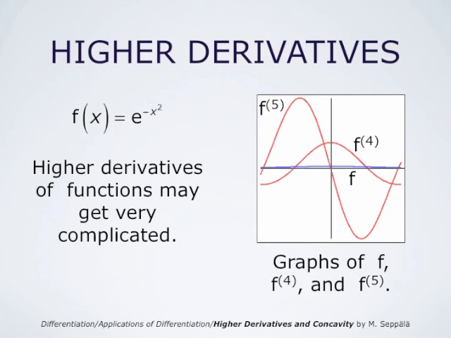Here we consider the function e to the negative x squared. This is a function that has applications in statistics. The picture shows the graphs of the function f and those of its fourth and fifth derivative.